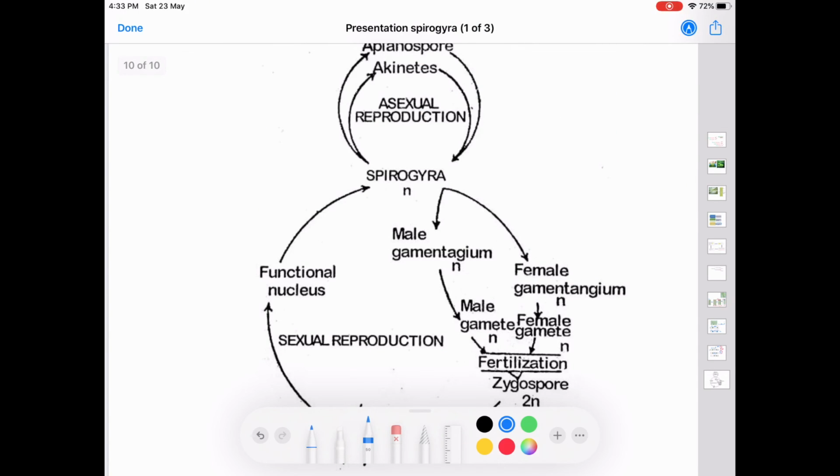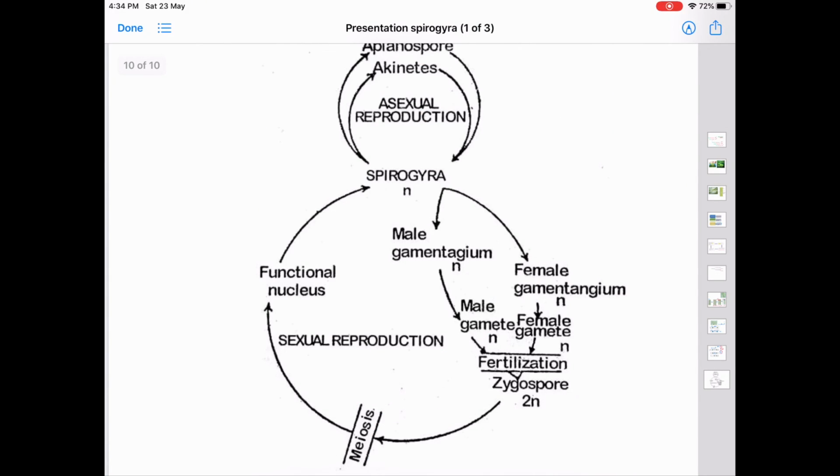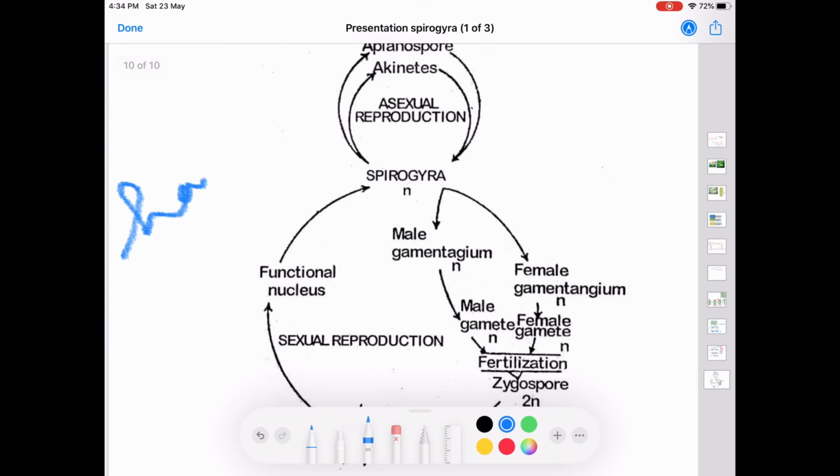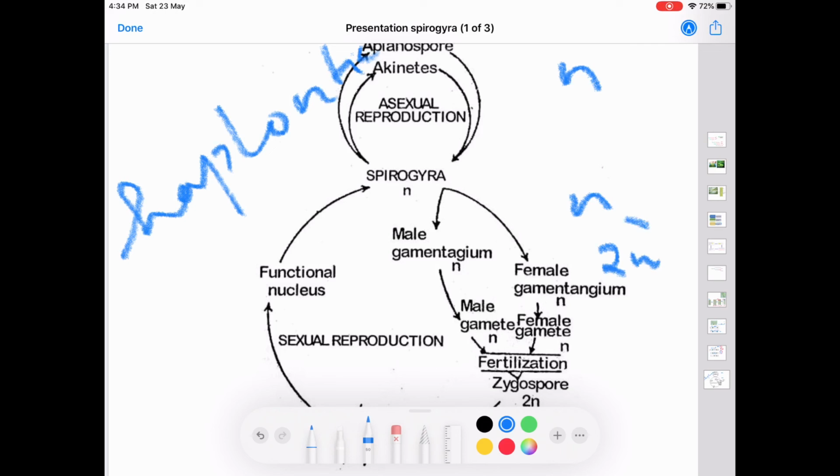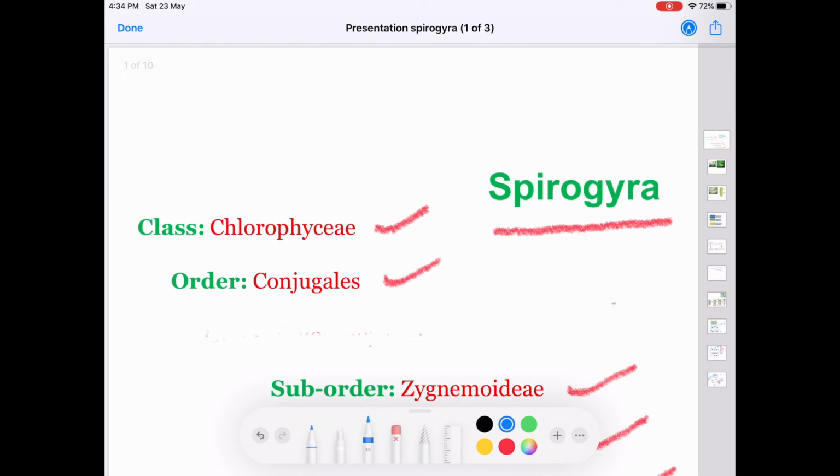Now, coming on to the life cycle in the case of Spirogyra, you can see the diagram. This is a haplontic type of life cycle. That is, the filaments are of haploid type. The gametes are of the haploid type. The only diploid phase is the zygospore. So, this type of life cycle is known as haplontic life cycle. This is all about the life cycle in the case of Spirogyra.